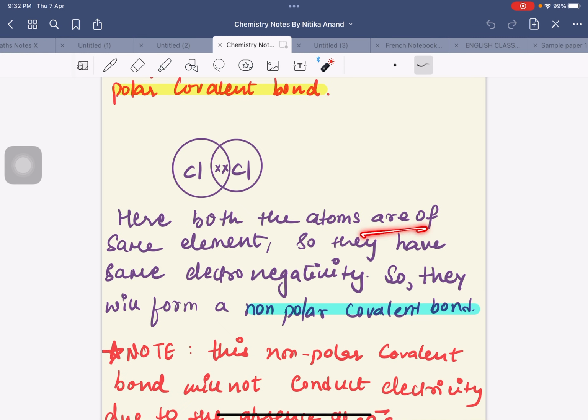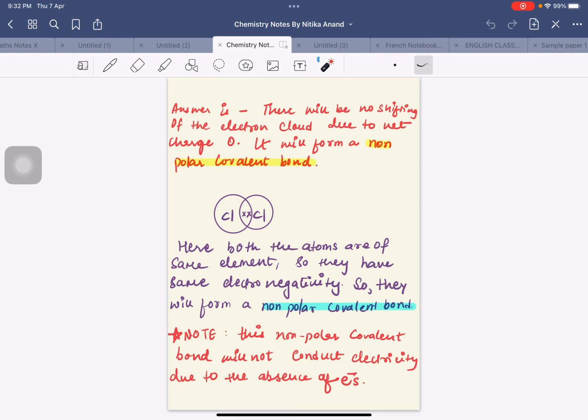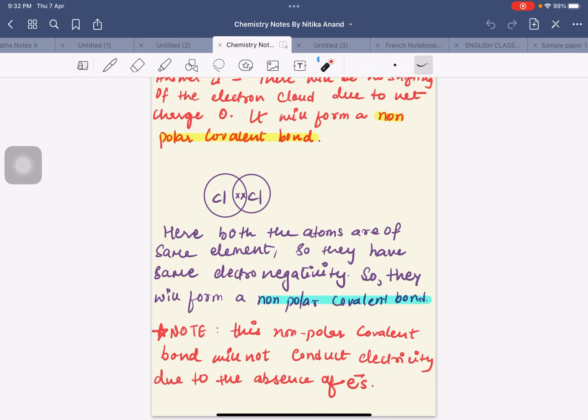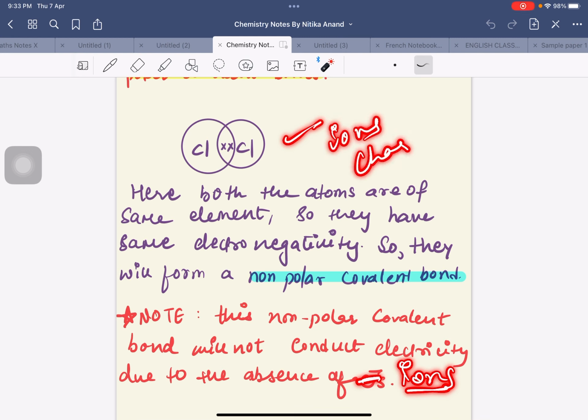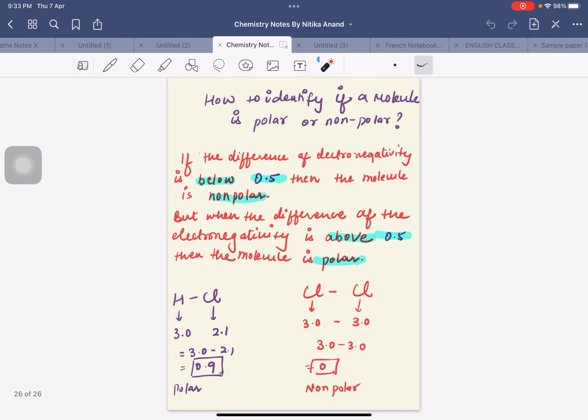So here, both the atoms are of the same element, so they have the same electronegativity. So they'll form a non-polar covalent bond. Note this: a non-polar covalent compound will not conduct electricity. Why? Because of the absence of ions. Since there are no ionic charges in them, they will not conduct electricity.